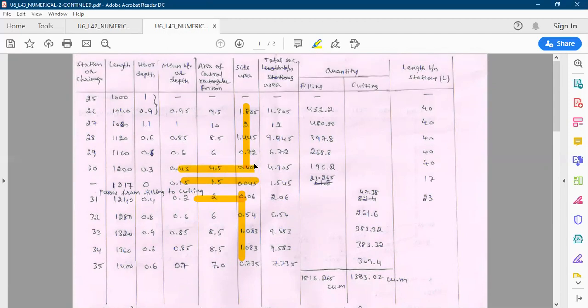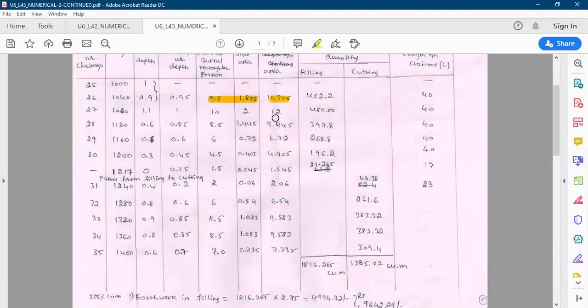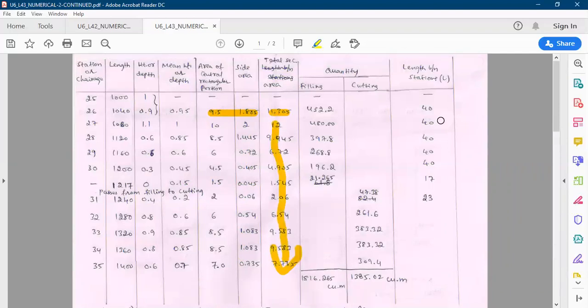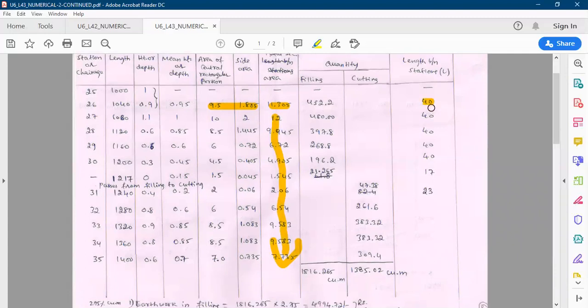Once S D square is calculated and B D is calculated, add these two, B D plus S D square on both sides, and we can get the total area of the trapezoidal portion. Next, multiply this total area with the interval distance between the first station and the second station. That is 40 meter. When it comes to 1200, from 1200 to 1217, the distance is 17 meter. From 1217 to 1240, the interval distance is 23.